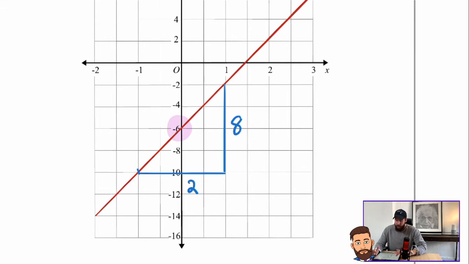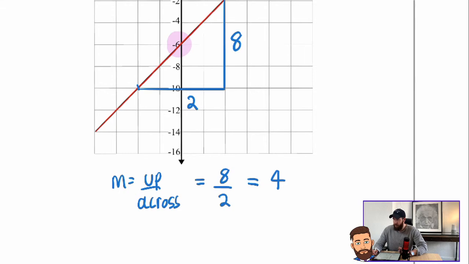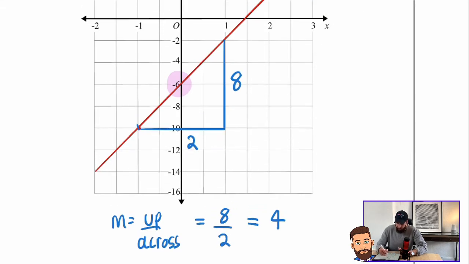Here we can say, well, what is the gradient? Well, the gradient, remember, is m equals up divided by across, the change in y divided by the change in x, which in this case would be up is 8 and across is 2. So the gradient is 4. Gradient of 4 means that every time you go across 1, you go up 4. Or, in this case, across 2, up 8. It's the same thing. But if I went across 1, which would be 2 squares, how many do I go up to hit the line? 2, 4. So across 1, up 4. No matter what triangle you use, you will always get the correct gradient if you read the scale properly.